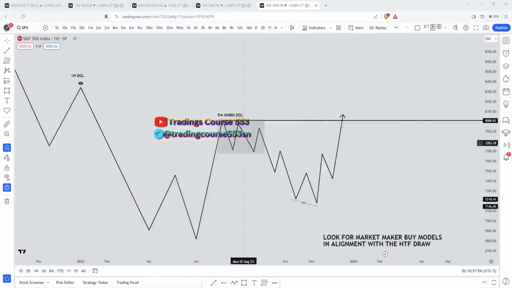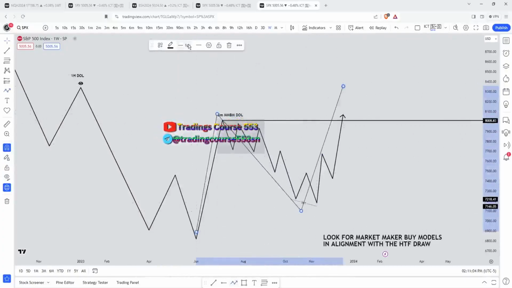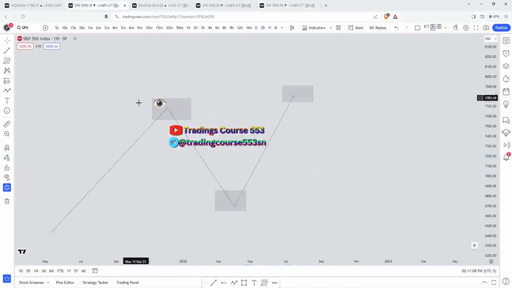On the lower time frame, this is what a market maker buy model would look like. So if we're just viewing this on a 1 hour time frame, it would just look like this. If we're looking at this on a 1 hour, it would just be high, low, higher high. That's going to be a lower time frame market maker buy model.